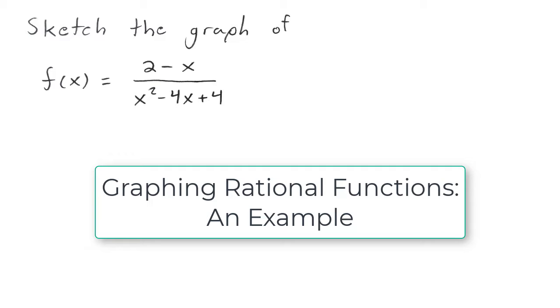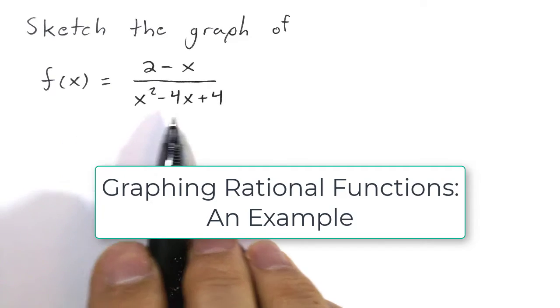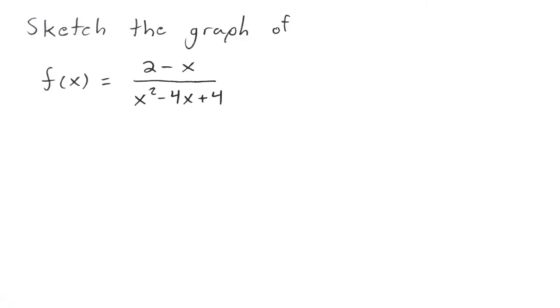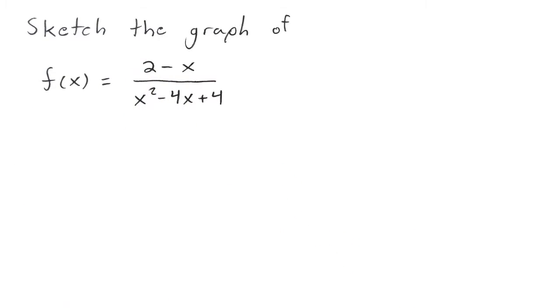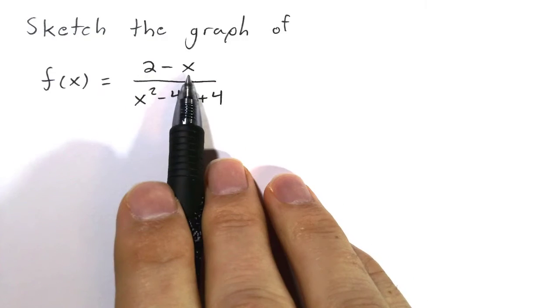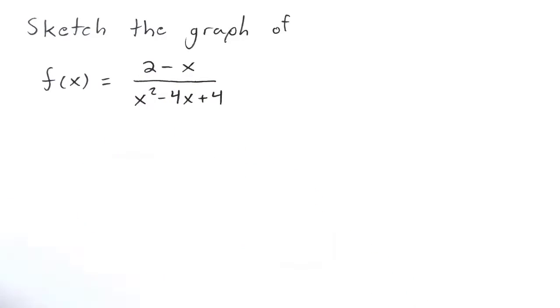We are going to sketch a graph of this rational function. The first step is to factor the numerator and the denominator. Well, the numerator is already factored fully, but the denominator can be factored. So take a minute, factor the denominator.